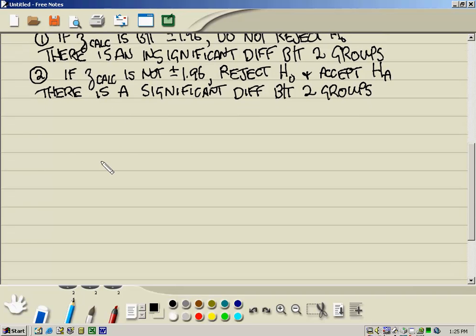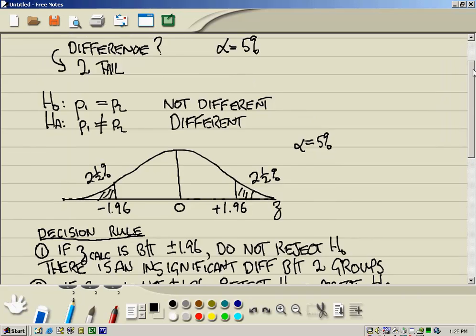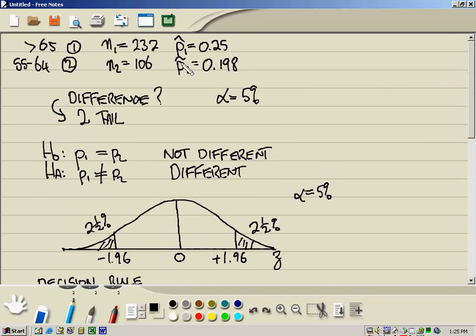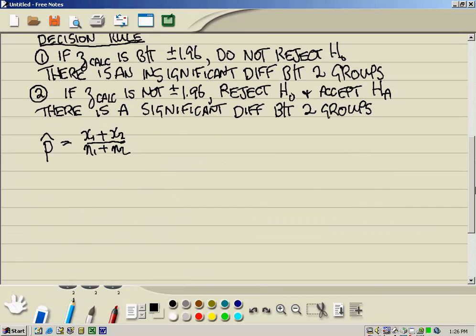To start our calculations, the first thing we need to do is calculate p hat, and the formula for that was x1 plus x2 divided by n1 plus n2. The only trouble in this example is that, going back to our data, we weren't given the x's, say, for instance, the x1 and the x2. We know what n1 and n2 are, we know what the proportions are, but we weren't given the x's. So we have to work those out. So let's do that over on the side here.